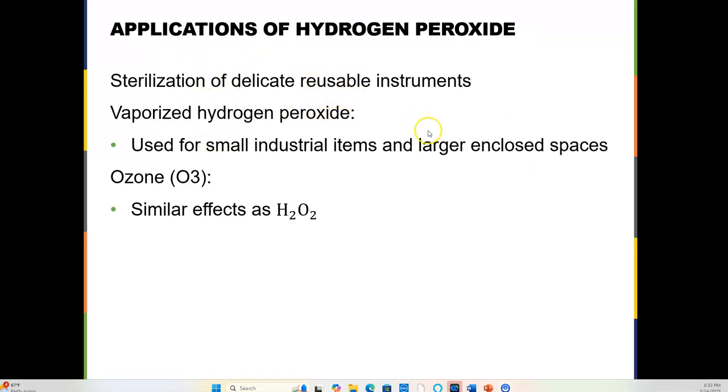Sterilization of delicate reusable instruments. It can be vaporized, so it can be used to disinfect small spaces and also large enclosed spaces. Ozone or O3 has similar effects to H2O2, or hydrogen peroxide.